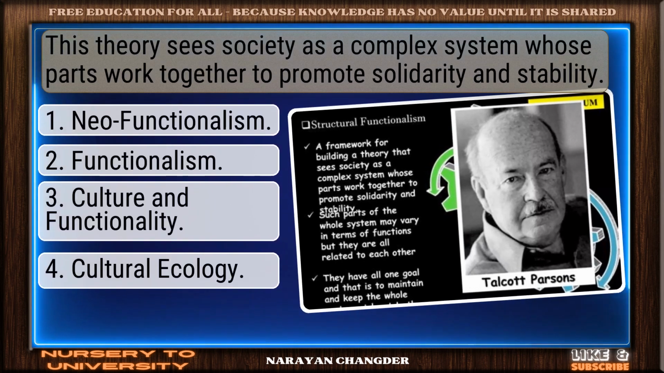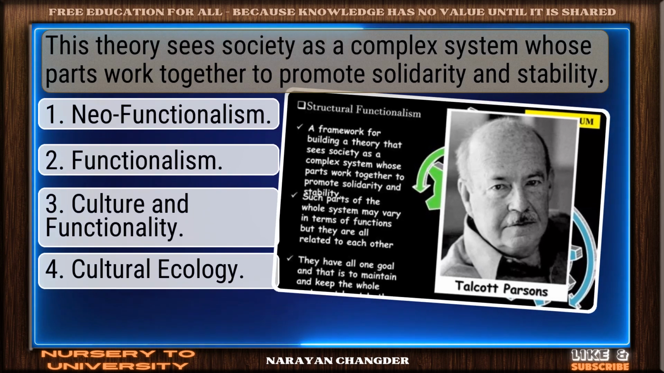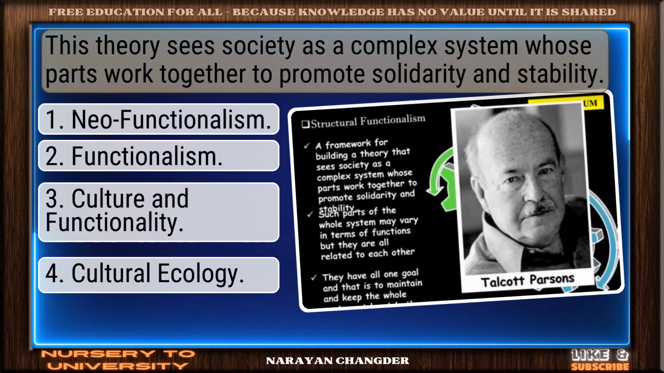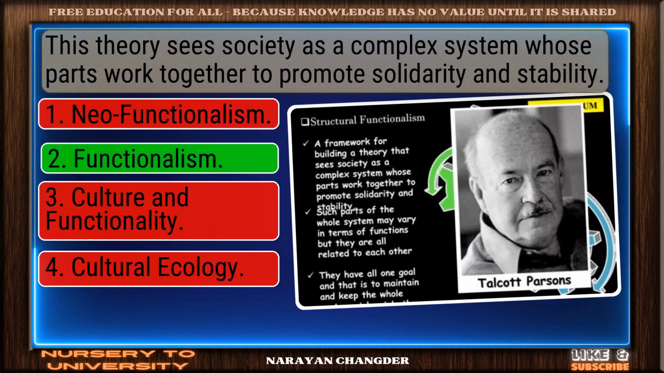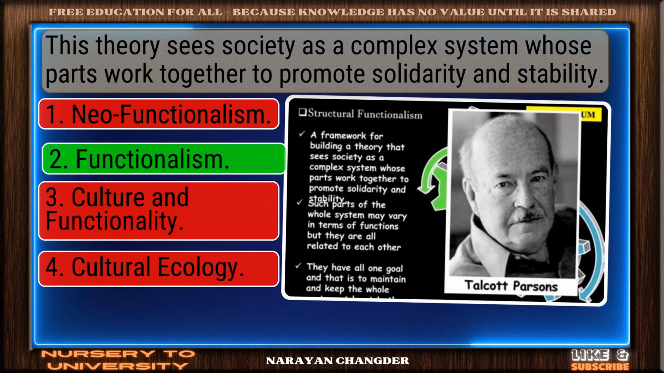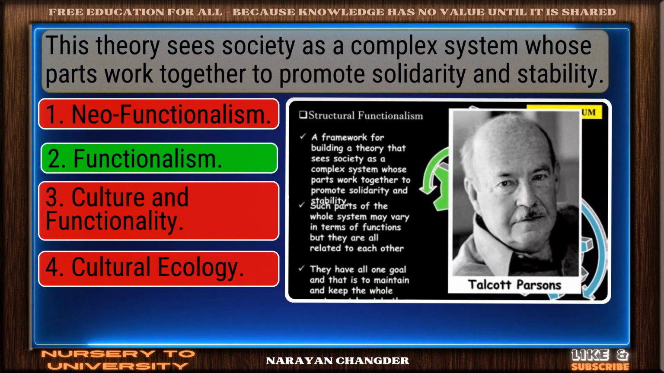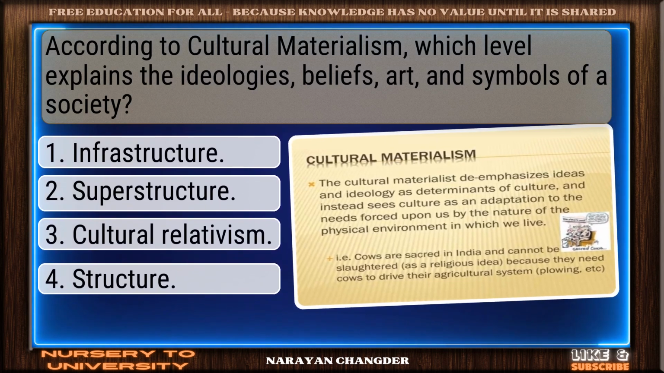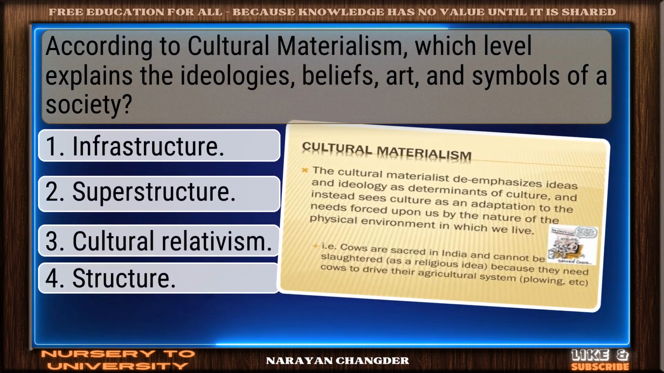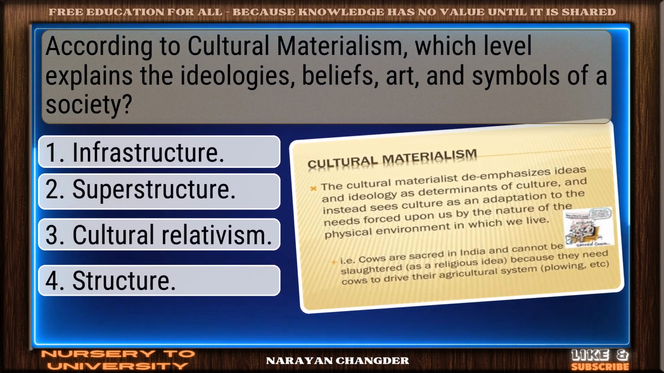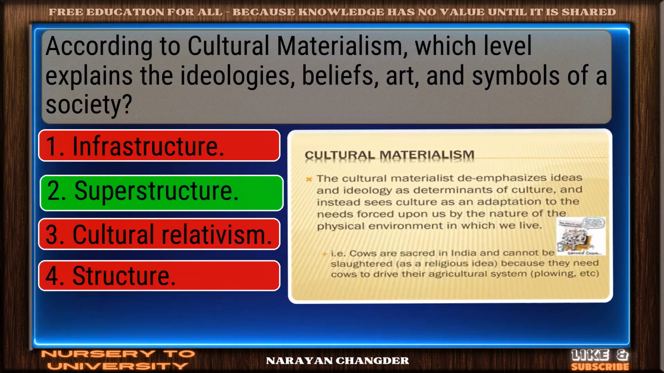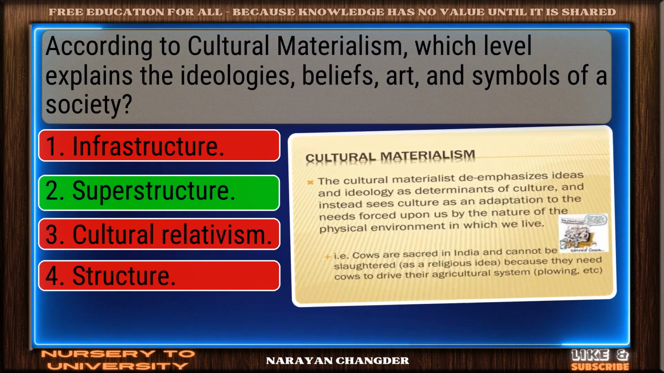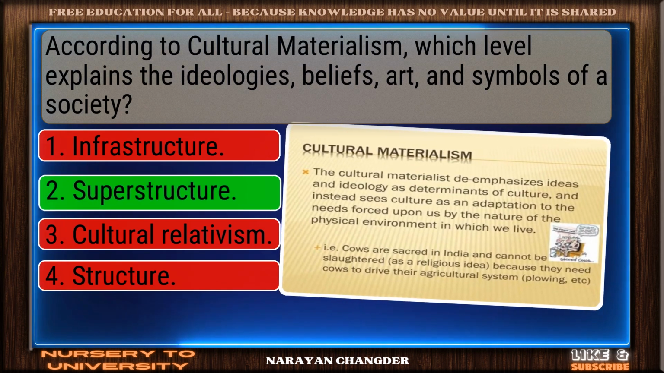This theory sees society as a complex system whose parts work together to promote solidarity and stability. Well done. Functionalism is the right choice. According to cultural materialism, which level explains the ideologies, beliefs, art, and symbols of a society? Nice work. You chose superstructure and it is correct.